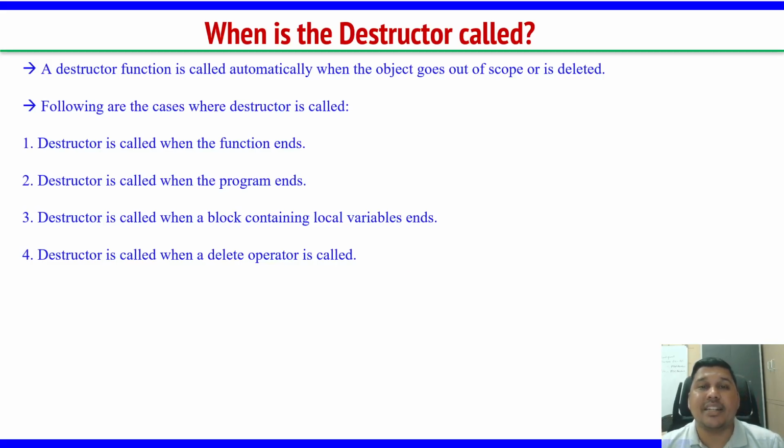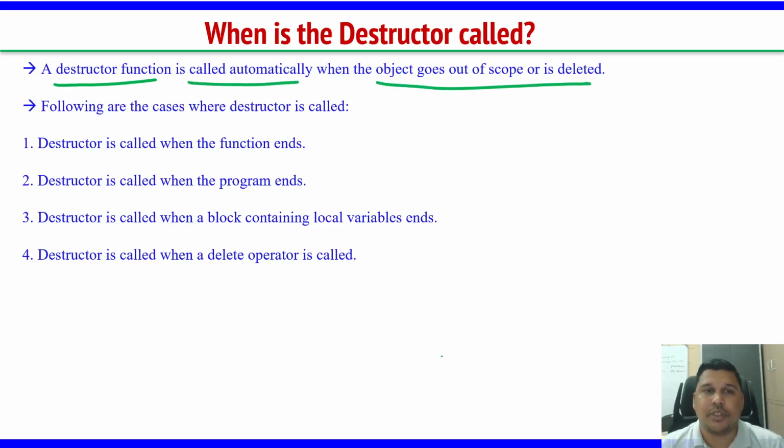So when is the destructor called? We are saying that it is called at the end only, but it is done in some situations. Let us see what those situations are. A destructor function is called automatically when the object goes out of scope, but we cannot feel it. We cannot see that difference.